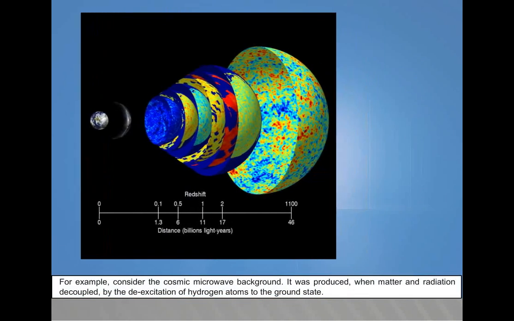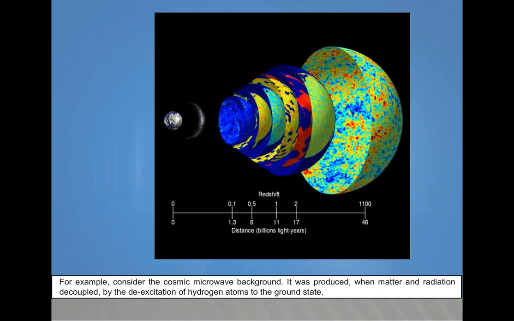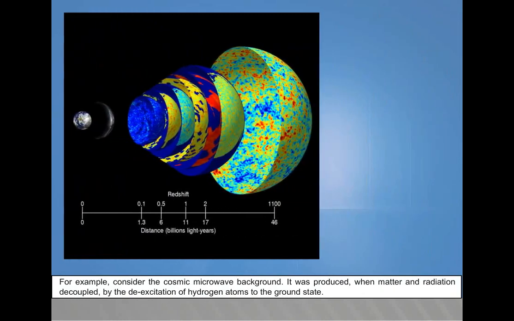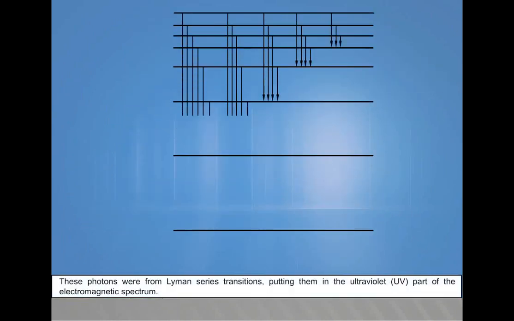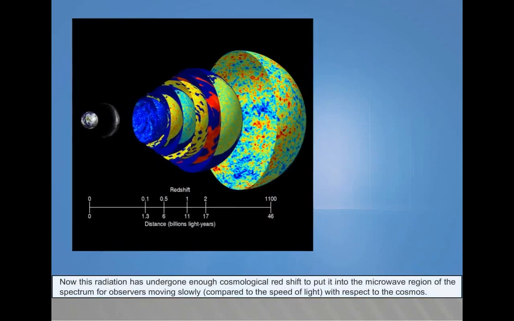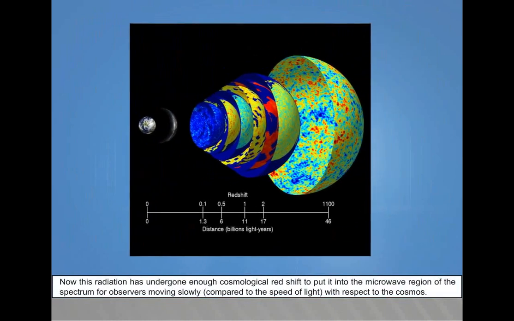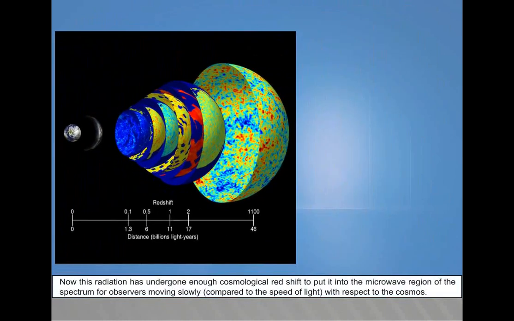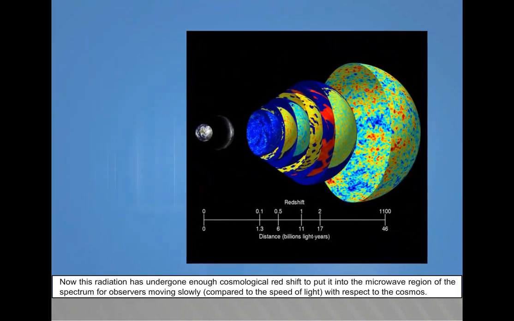For example, consider the cosmic microwave background. It was produced when matter and radiation decoupled by the de-excitation of hydrogen atoms to the ground state. These photons were from Lyman series transitions, putting them in the ultraviolet, that is UV part of the electromagnetic spectrum. Now, this radiation has undergone enough cosmological redshift to put it into the microwave region of the spectrum for observers moving slowly compared to the speed of light with respect to the cosmos.